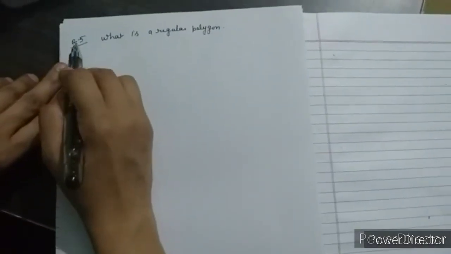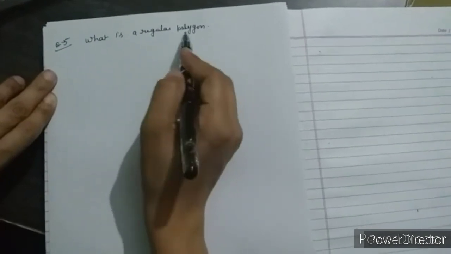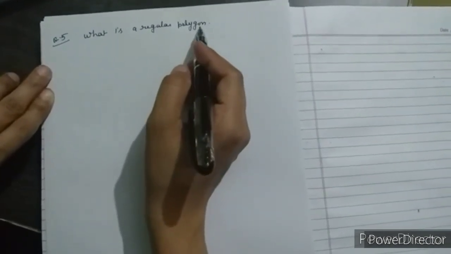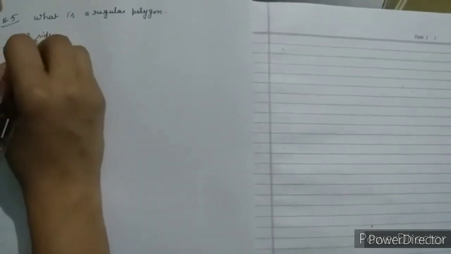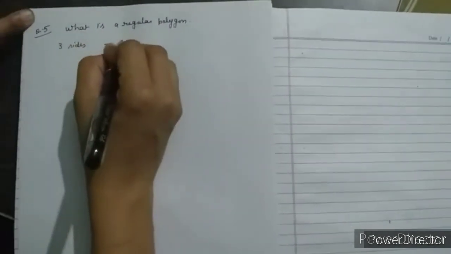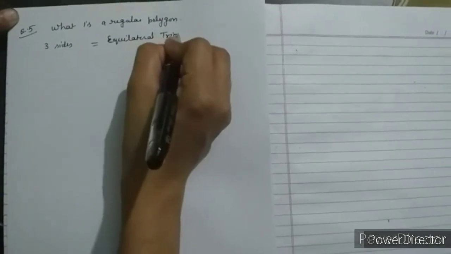See the question number 5 of exercise 3.1. What is a regular polygon? And a regular polygon is that polygon which is equiangular as well as equilateral. So you have to write this definition by yourself. Now we have to state the name of a regular polygon if it has 3 sides. A regular polygon which has 3 sides will be equilateral triangle.